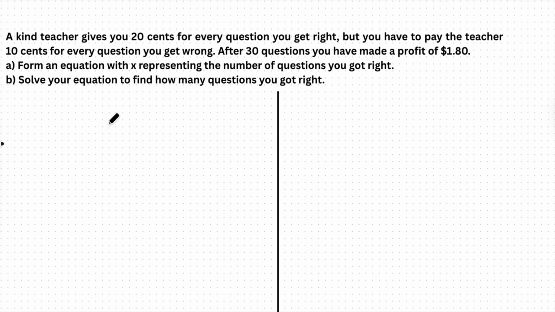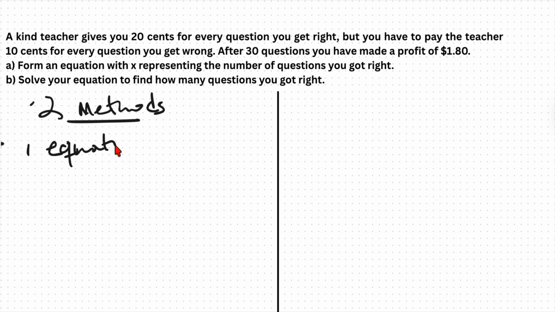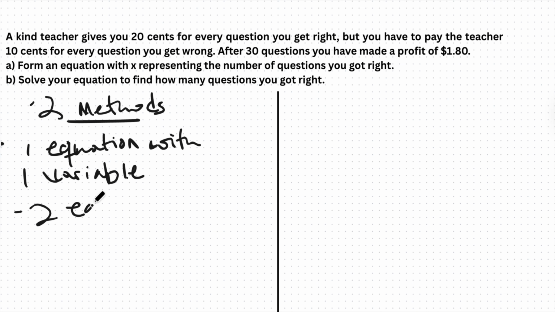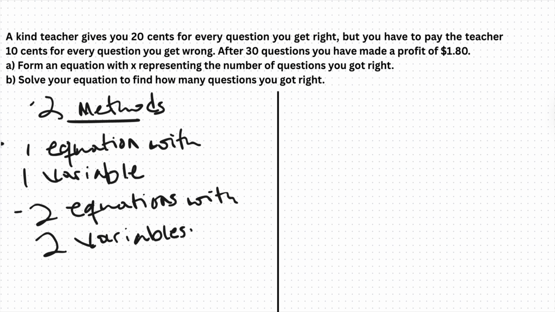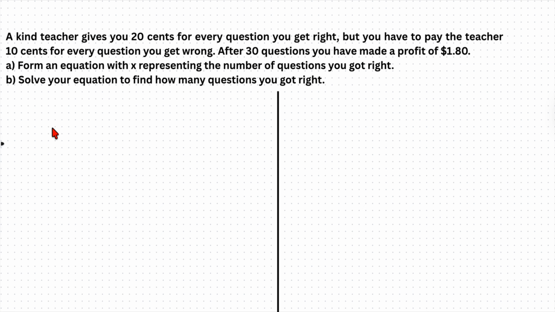What do we do? Actually, there are two methods of solving this equation. The first method has to do with one equation with one variable, and the second method has to do with two equations with two variables. So we are going to do each of these methods so that you will understand. So let's begin with the first method.